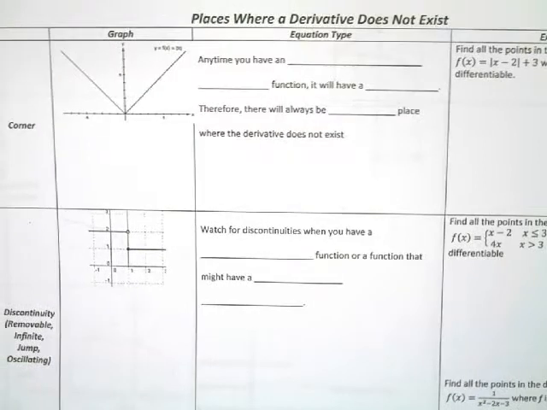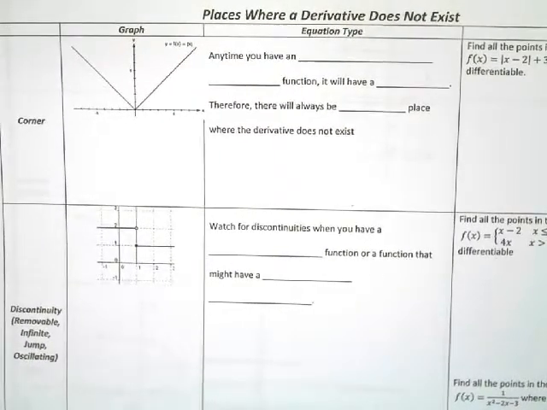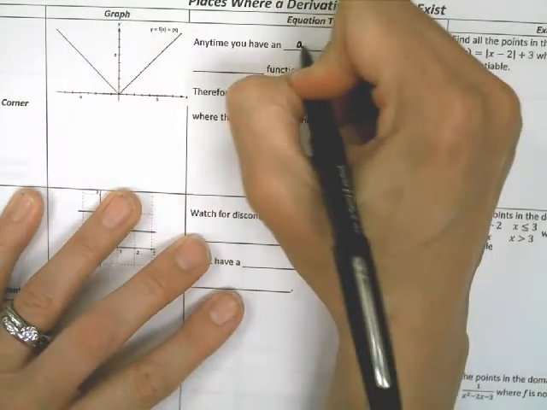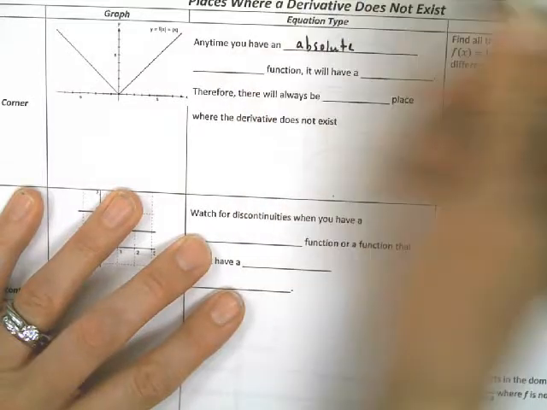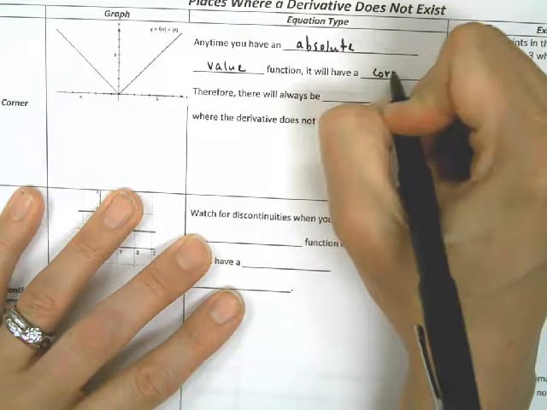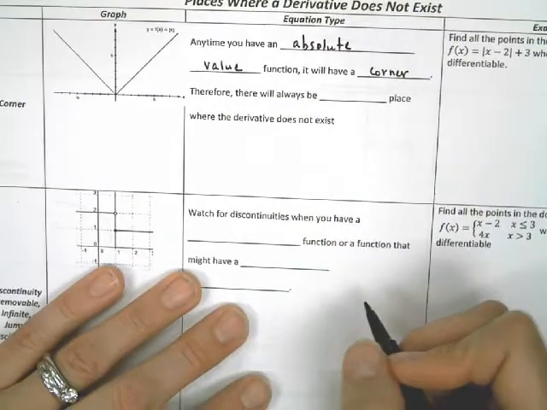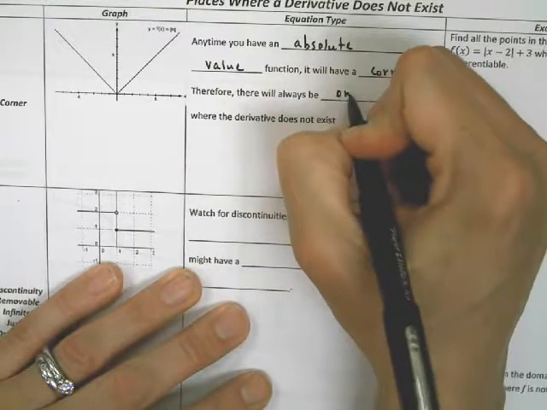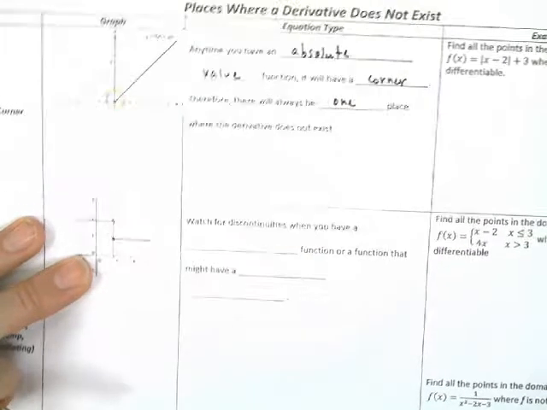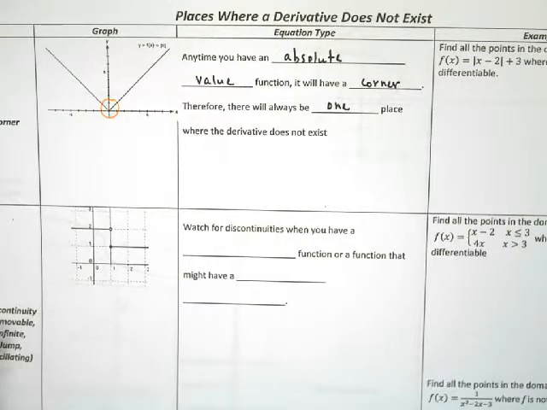The first place where we're not going to have a derivative is at a corner. Anytime we have an absolute value function, it will have a corner. Therefore, there will always be one place where the derivative does not exist. Here we're talking about this point right here. That's what we call our corner. And we're going to see those when we have absolute values.